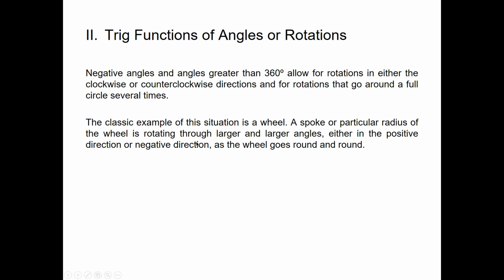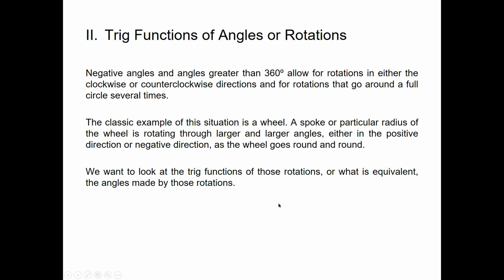So the classic example of the situation again is a wheel. A spoke or particular radius of the wheel is rotating through larger and larger angles, either in the positive direction or negative direction, as the wheel goes round and round. Keep that in mind, okay? That wheels generate angles. We want to look at the trig functions of those rotations, or what is equivalent, the angles made by those rotations.